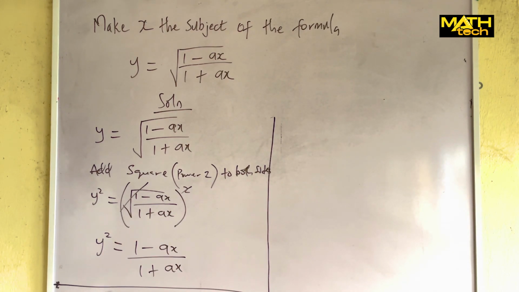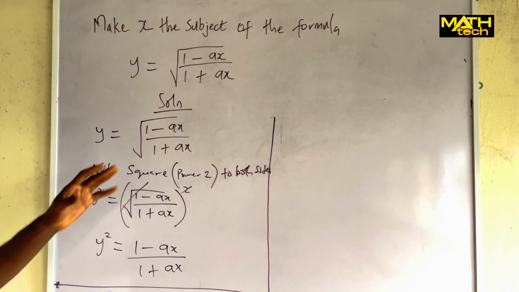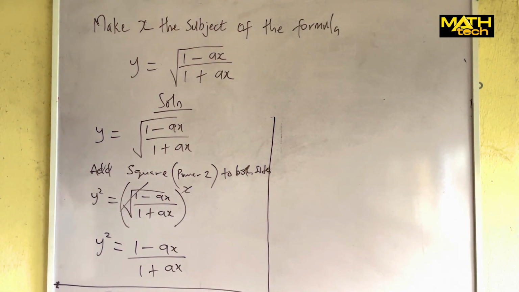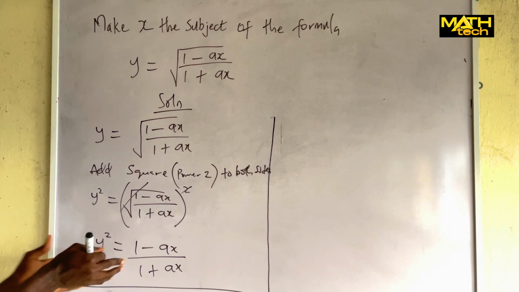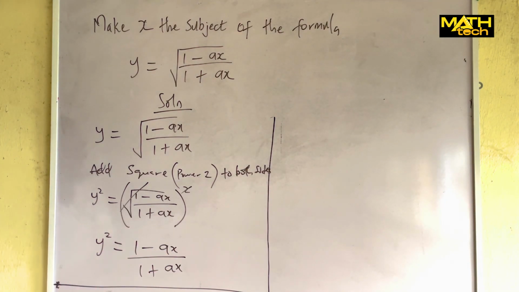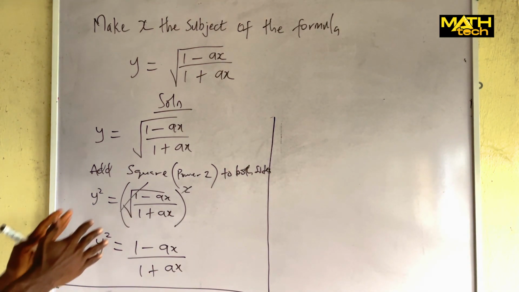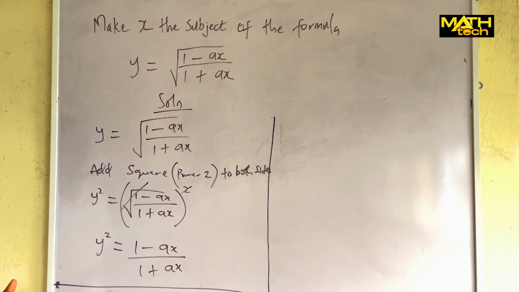Now at this point, we have helped the expression at the right hand side to be flexible. We have freed it from the bondage of the square root. So it means that this right hand side expression can be flexible. It can move to this side and it can also move to this side. Now how do we go about that?